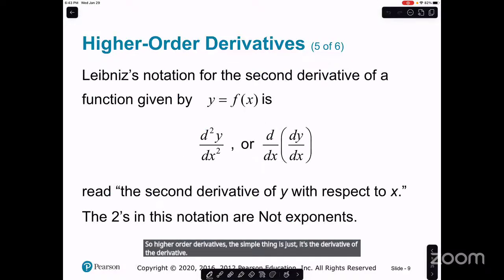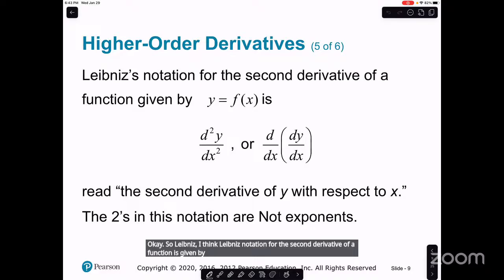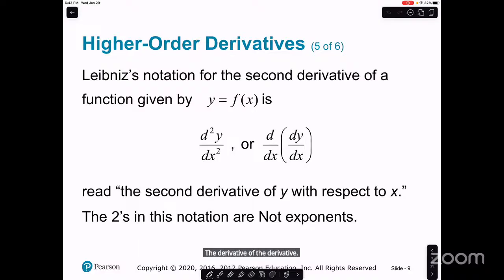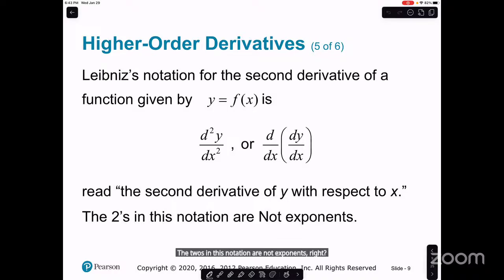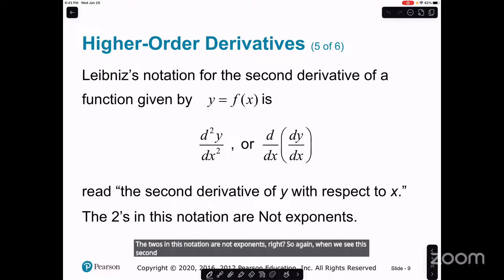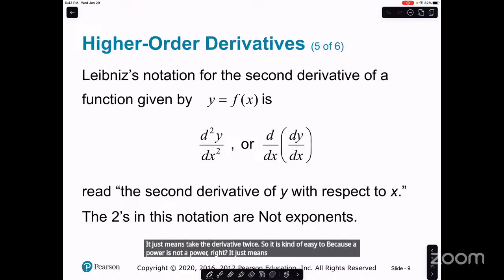Leibniz notation for the second derivative of a function is given by the second derivative of y with respect to x, so d by dx of dy by dx. The derivative of the derivative. This is read as the second derivative of y with respect to x. The 2's in this notation are not exponents. When we see this, it just means take the derivative twice. It is easy to think of the power as not a power. It just means take the derivative twice. That's all it means.